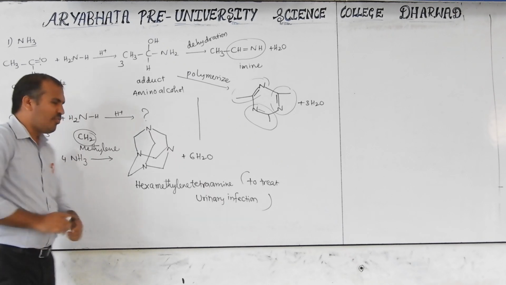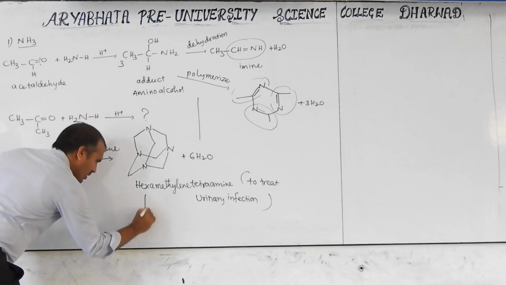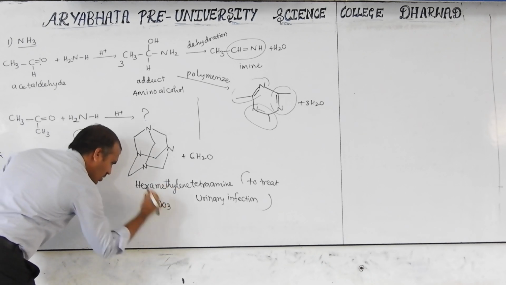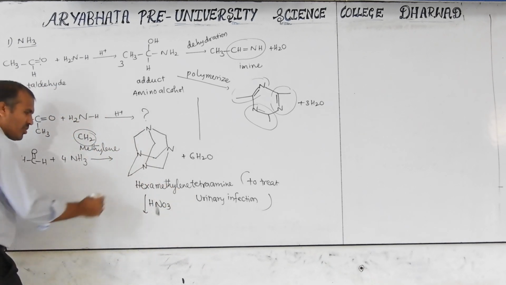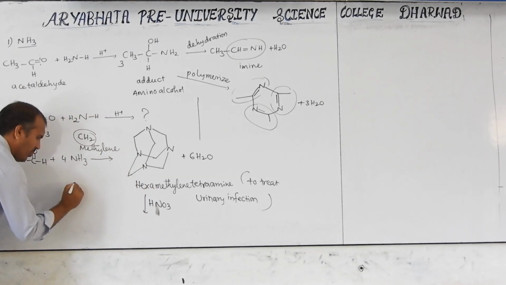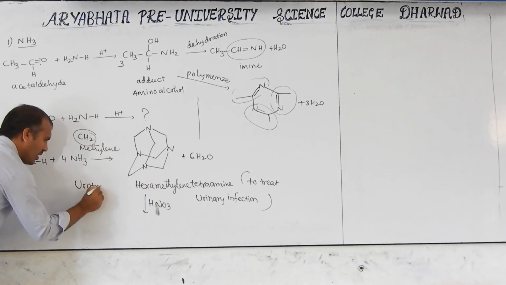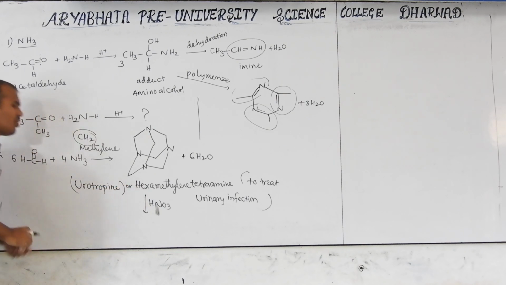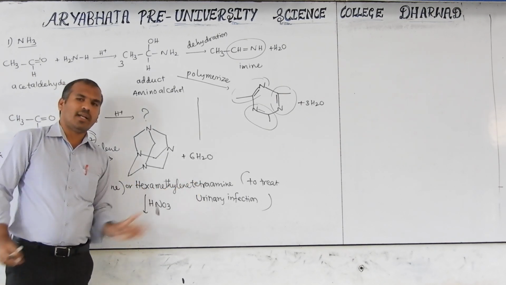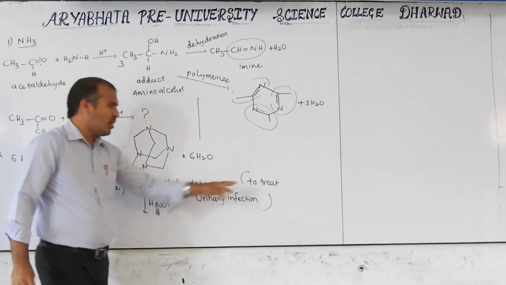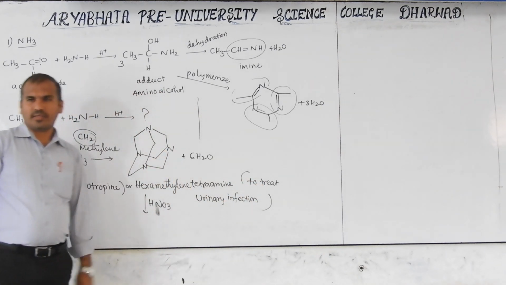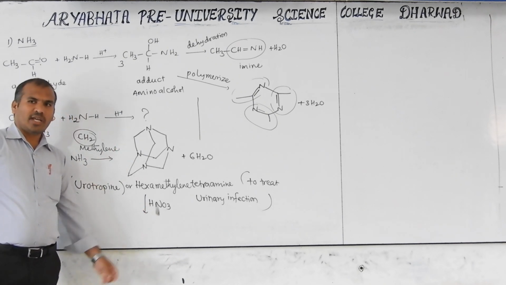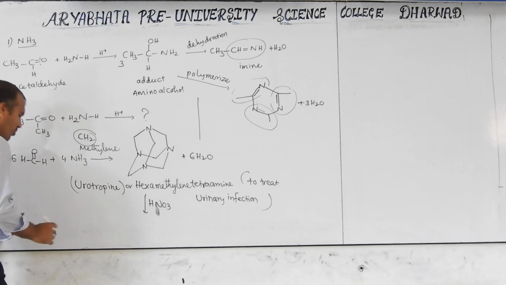But if you make a small change, that is, react with HNO3. And another name is also there. This common name is urotropine, or what do you call, hexamethylene tetraamine. Used for which purpose? To treat urinary infections. Now this urotropine, if treated with HNO3, then what will form?